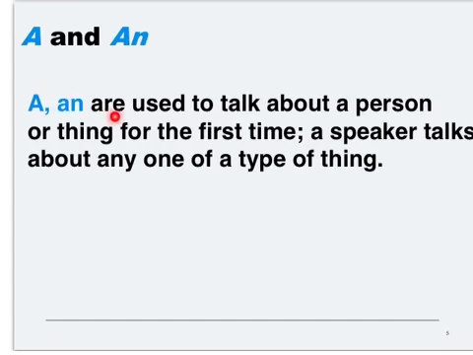A and an are used to talk about a person or thing for the first time. It's a speaker talking about any one of a type of thing. They are called the indefinite article because indefinite means not clear or not exact. To help you really understand what this means, let's look at some examples.